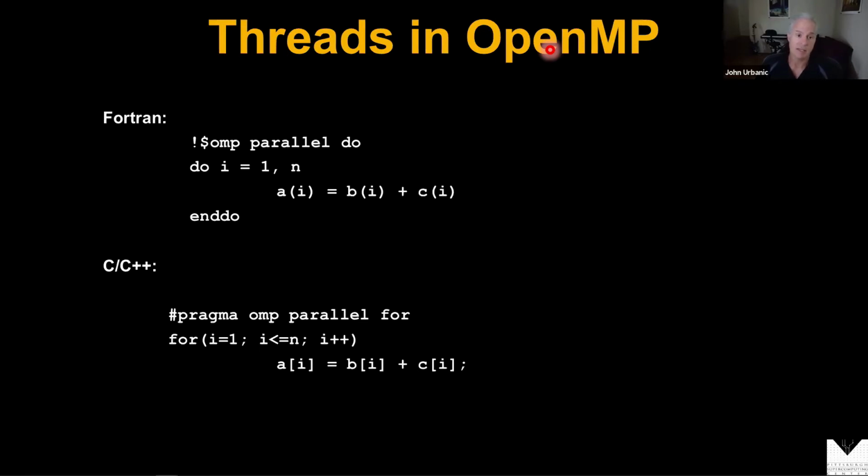OpenMP allows us to do this with what are called directives. These are basically just hints to the compiler that say, hey, take this loop, the standard do loop in Fortran or the standard for loop in C, and do it in parallel. Split these iterations up over a bunch of threads that will run on different cores concurrently. And it really can be as simple as this. We can end up with a nice speedup on this loop just by sticking in these directives. And that indeed is great.